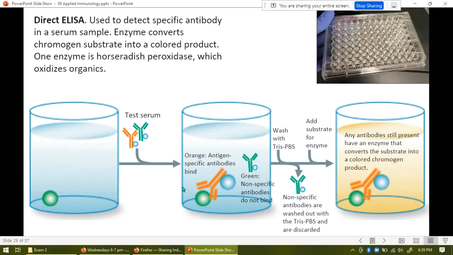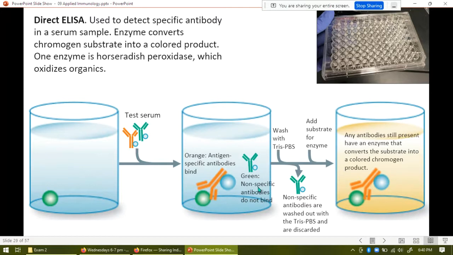So usually you're looking at Tris PBS is what this will be incubated in, because Tris PBS is just a really inert solution that proteins are happy in. So you add antibodies into your Tris PBS and you are looking for an anti-antigen antibody, right? So in this case, you're looking for antigen-specific antibodies that are specific for your green antigen you've coated on the plate. So the orange antibody then, because it's specific for the antigen, it's going to bind to the antigen, and it's going to bind really tightly.